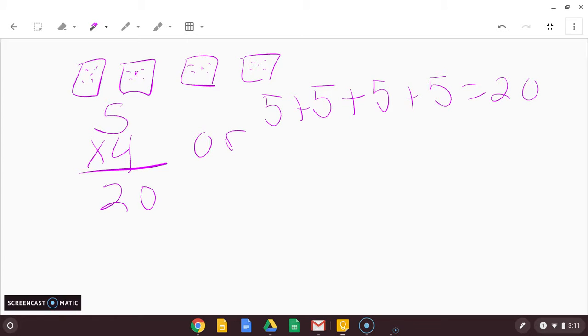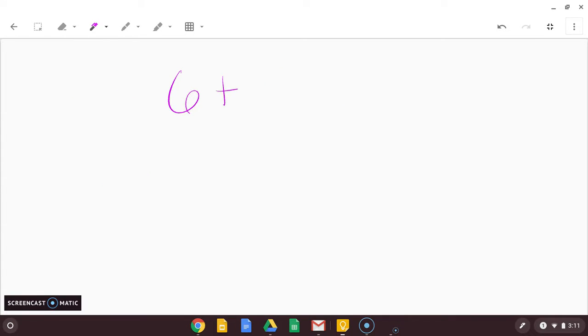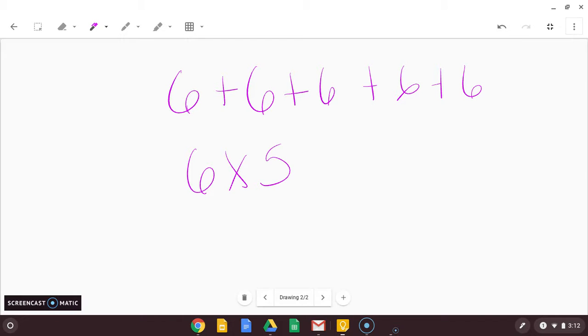All right, so I'm going to give you a problem. This is right from your book that you have at home. All right, so I have 1, 2, 3, 4, I have 5 6s. So you can count by 6s to solve this, because this is something that we've done in class. Or we can say, okay, 6 is the number that I'm adding, and I'm adding it 5 times. So you would multiply 6 times 5, which is going to give us 30.